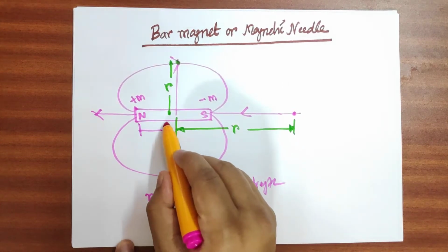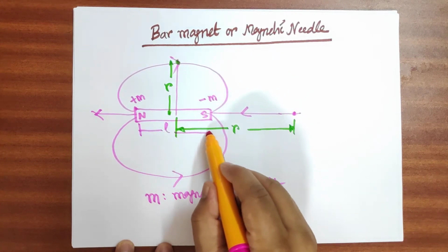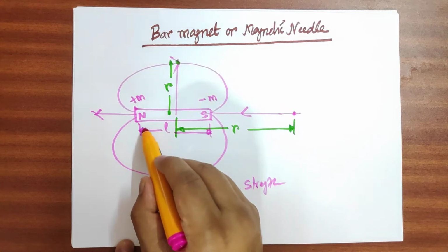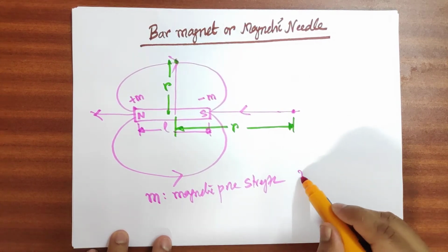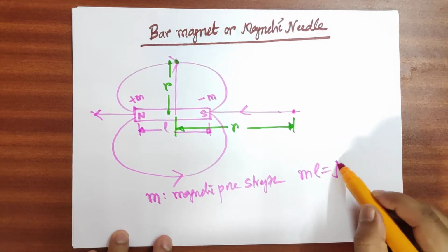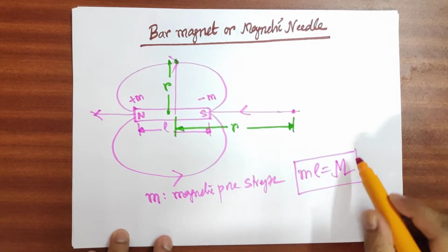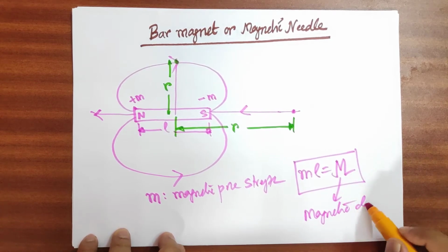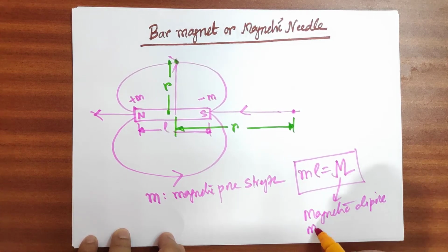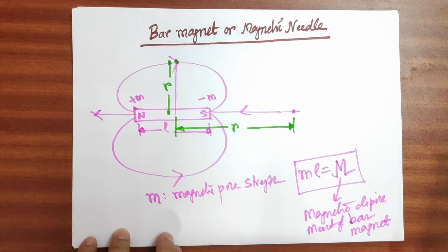and this is the length. Roughly we take this as 84% of the actual length, but suppose this is L. So approximately we can write m into L is capital M. That is the magnetic dipole moment of the bar magnet or the magnetic needle, right?